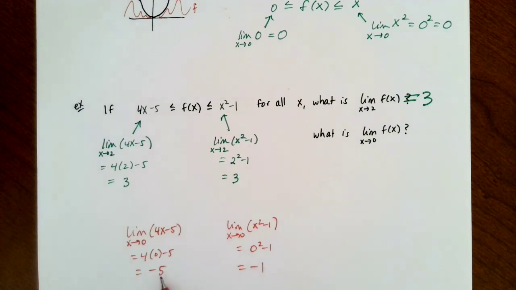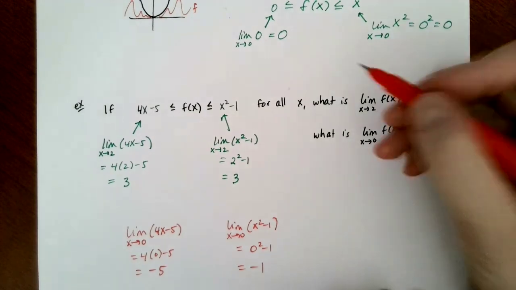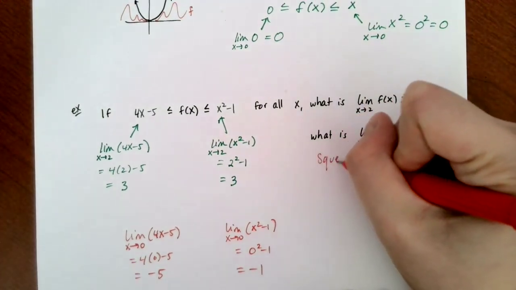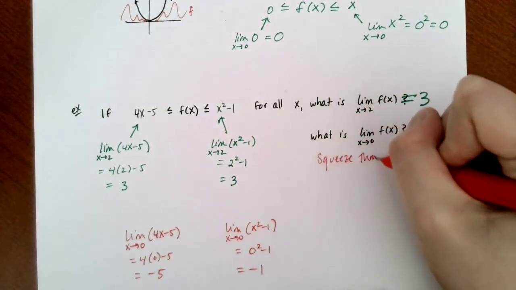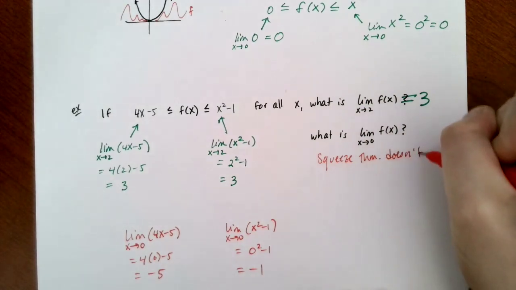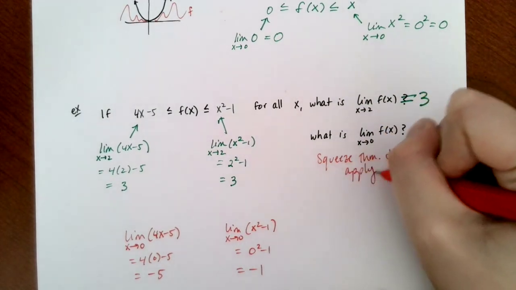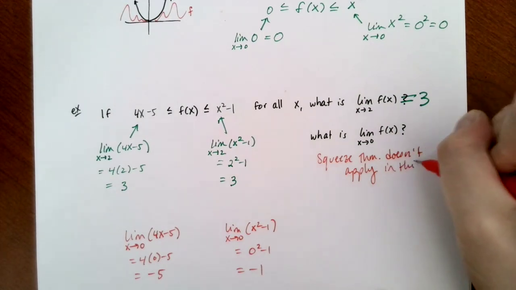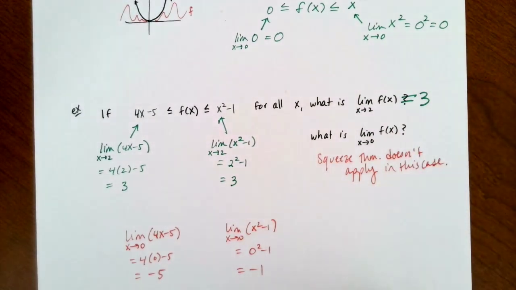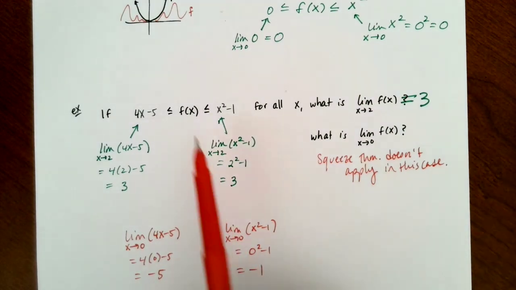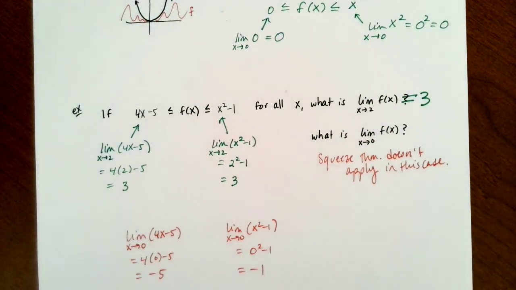Because these didn't come out the same, the fact that my function is trapped between them means, I guess, its limit is maybe somewhere between these two numbers, but the squeeze theorem does not apply here. So we'll say the squeeze theorem doesn't apply in this case. We're actually going to stop there on this one because we just don't have enough information to answer the question, because we don't know the formula for f of x here.